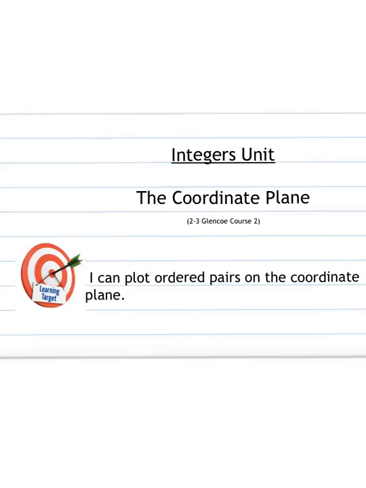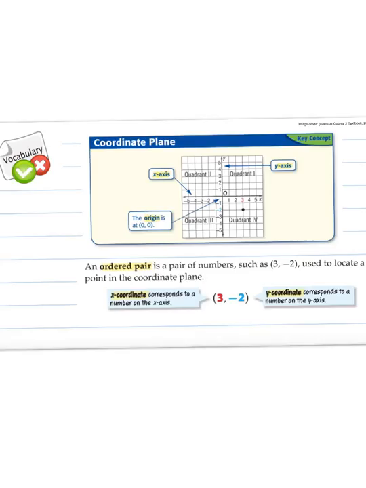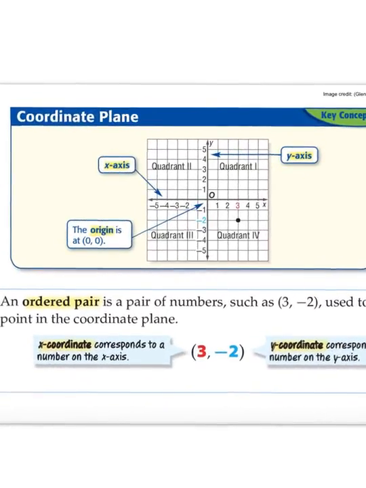All right, we are on 2-3 from our Unit 6 integers unit, and we are looking at the coordinate plane today. Our learning target says, I can plot ordered pairs on the coordinate plane. Okay, some vocab for us here. Some things that we need to know about the coordinate plane.